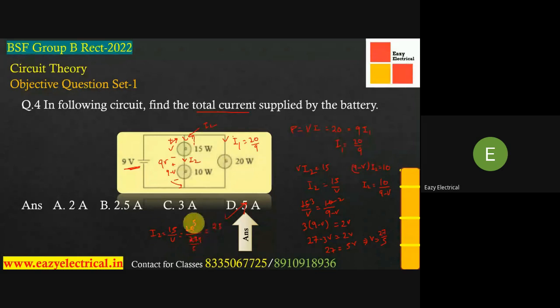So the total current, if we consider I here, I will be I1 plus I2. Now the I1 value we have determined, 20 by 9 plus 25 by 9. That means 45 by 9, that means 5 amperes. So in this way, you can also calculate. This is one way, but this is a tedious way.